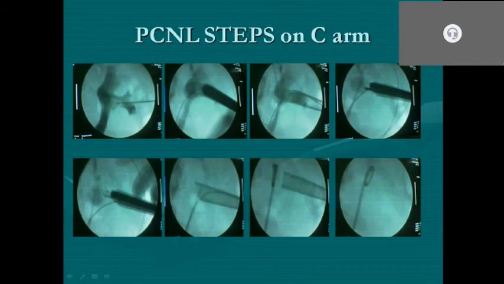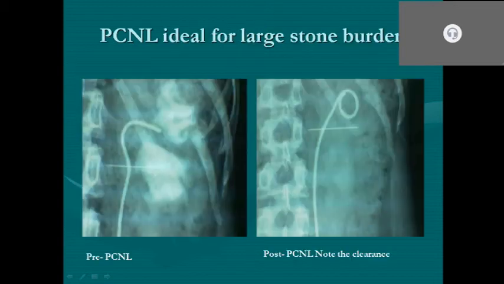So as you can see, this is a large stone. We have passed the needle into the pelvicalyceal system, then subsequently the Amplatz sheath has been placed. This is the stone, and then we have fragmented the stone. We have removed the stone with a grasper. The stone is completely cleared, and then we place a double J stent. You can see one coil is here, and the other coil will be in the bladder. Double J stent.